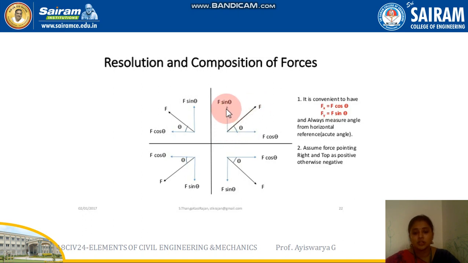The blue lines are the conversion of this F. The vertical is converted into sine theta and the horizontal into cos theta. So this is F cos theta, and this one is F sin theta. F cos theta is in the horizontal direction and F sin theta is in the vertical direction. The signs are positive or negative depending on the quadrant, as you can see in the graph.